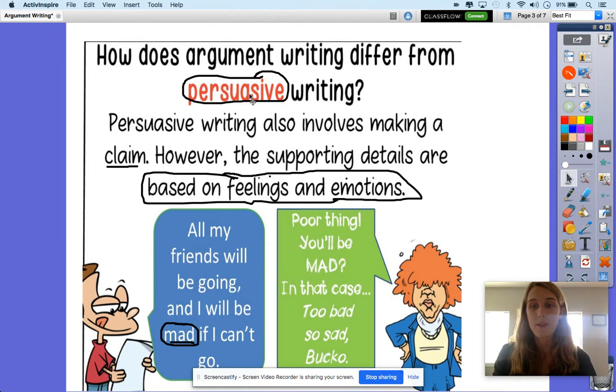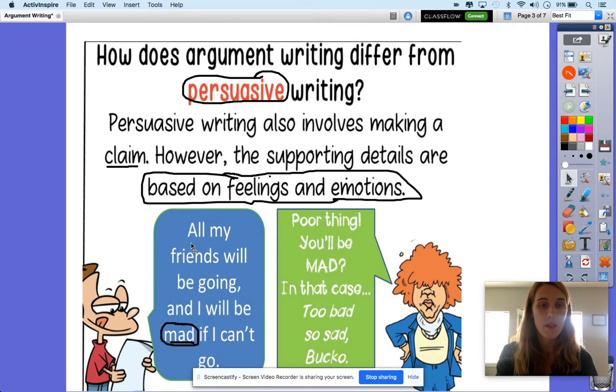So we've talked about this before. How is it different from persuasive writing? Persuasive writing also includes a claim, so you also have to have an opinion. However, in persuasive writing, the supporting details are based on feelings and emotions. In argumentative writing, they're not.